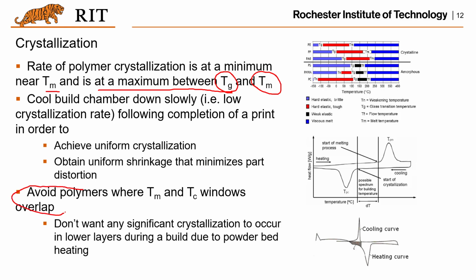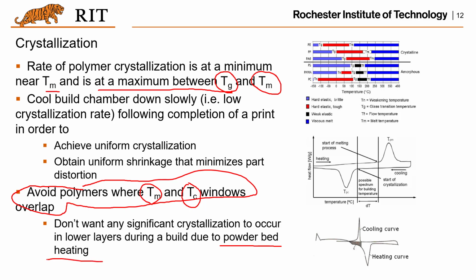And another important thing for this crystallization is if there is overlap of the melting window and the crystallization window, that will be an undesired property, because we don't want any significant crystallization to occur in the lower layers during the building due to the powder bed heating. That will make the part have residual thermal stress, which eventually will distort the shape.